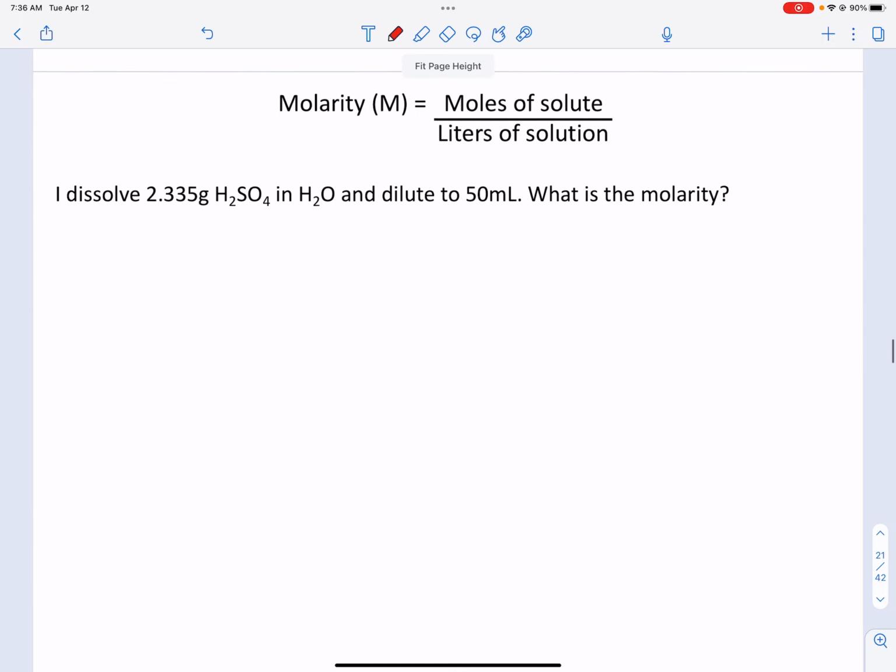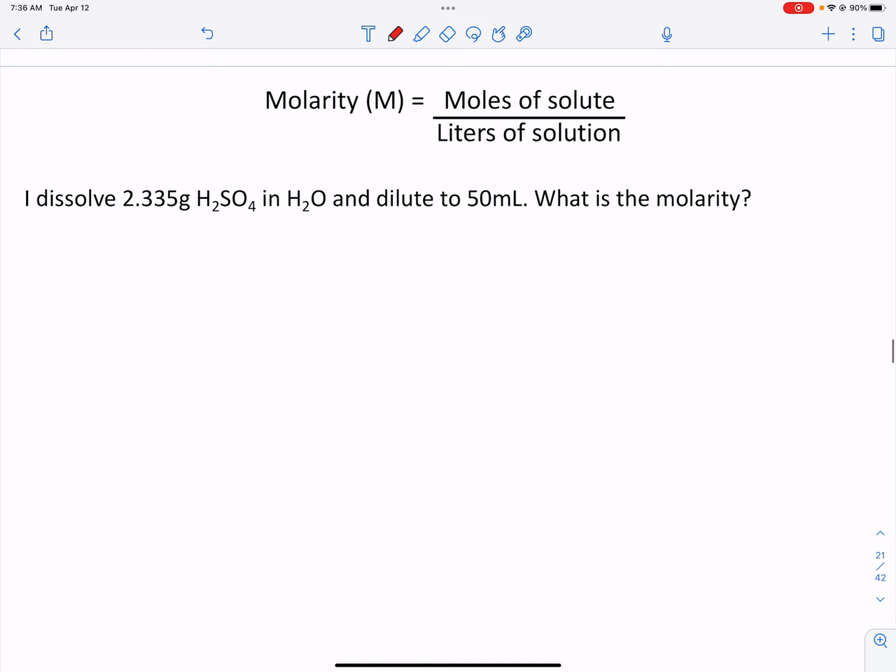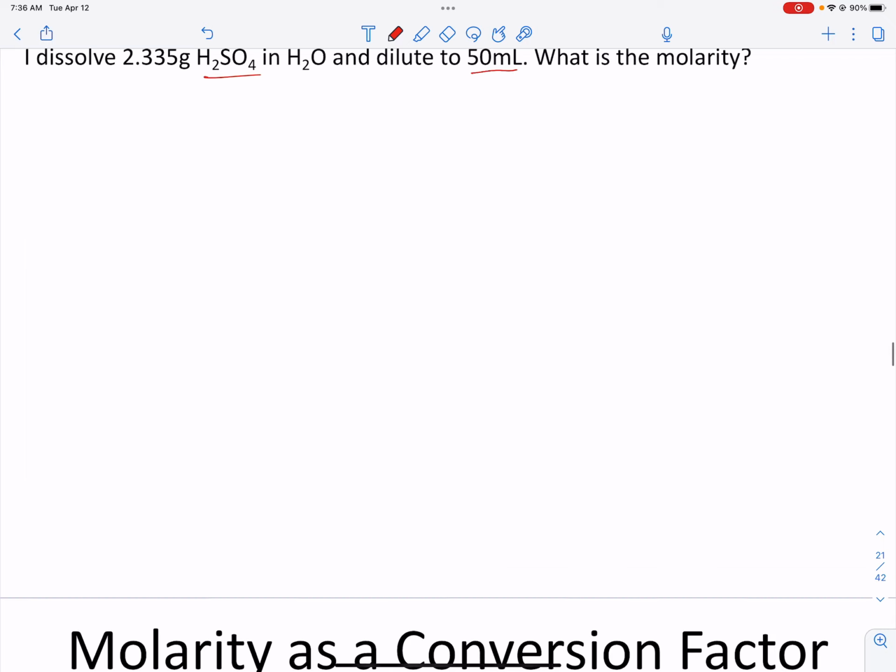All right, let's work a problem on molarity. Moles of solute per liters of solution. So it says, I dissolve 2.335 grams of hydrogen sulfate, H2SO4, in water and dilute it to 50 milliliters. So this is the total volume of the solution. What's the molarity?